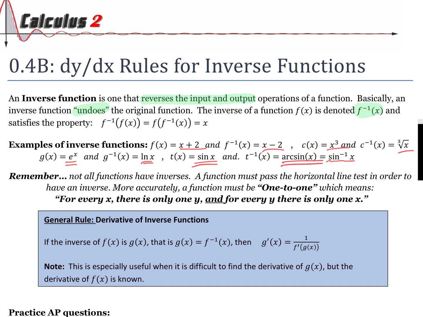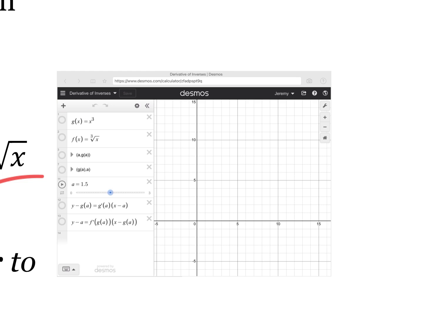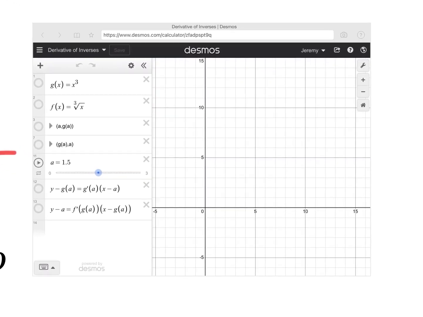Remember that not all functions have inverses. That's key. It's got to pass the horizontal line test in order to have an inverse, or more accurately we call this a one-to-one function, which means for every x, there is only one y, and for every y, there is only one x. So it's got to go both ways. That's what one-to-one means. Before we look at that rule, let's take a look at Desmos to give us an idea of what's going on, and look at this graphically.